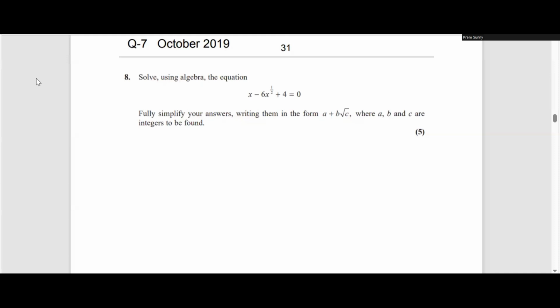Hi, in this video, we are going to do October 2019 Pure Math 1 Quadratics chapter.